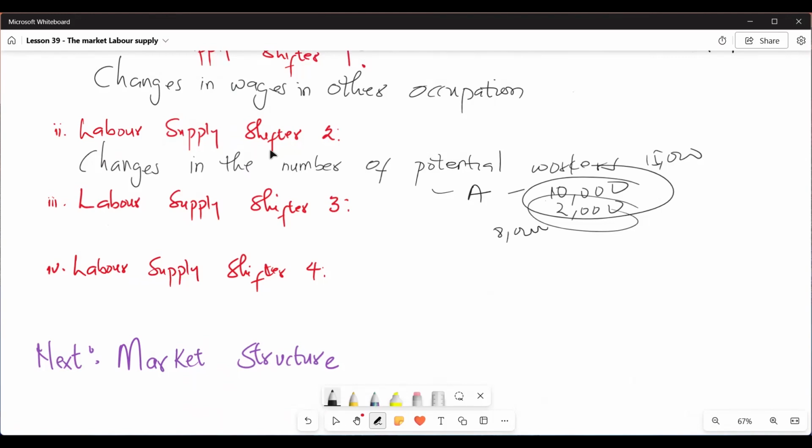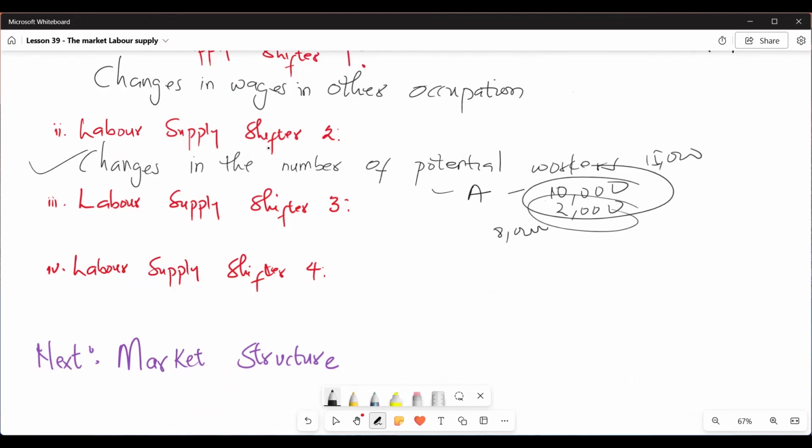So one other thing that may shift the labor supply curve to the left or to the right is changes in the number of potential workers. And this is a subset of the total population that exists in a particular society.